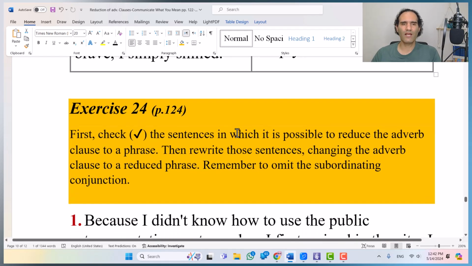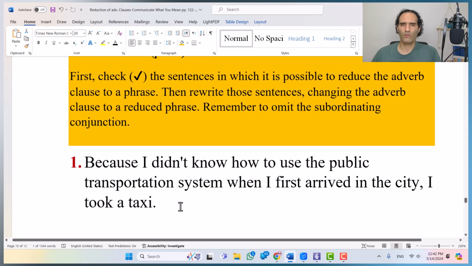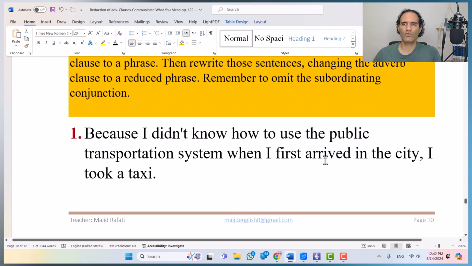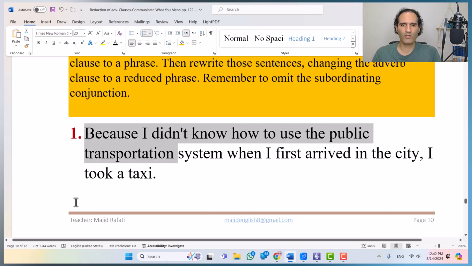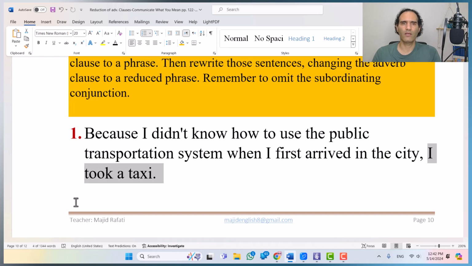Okay, exercise 24, page 124. It says which of these clauses can be reduced, which ones cannot. The ones that can be reduced, change into a reduced adverb clause. It says, because I didn't know how to use the public transportation system when I first arrived in the city, dependent clause, I took a taxi, independent clause. Subject, subject, the same, we can reduce it.